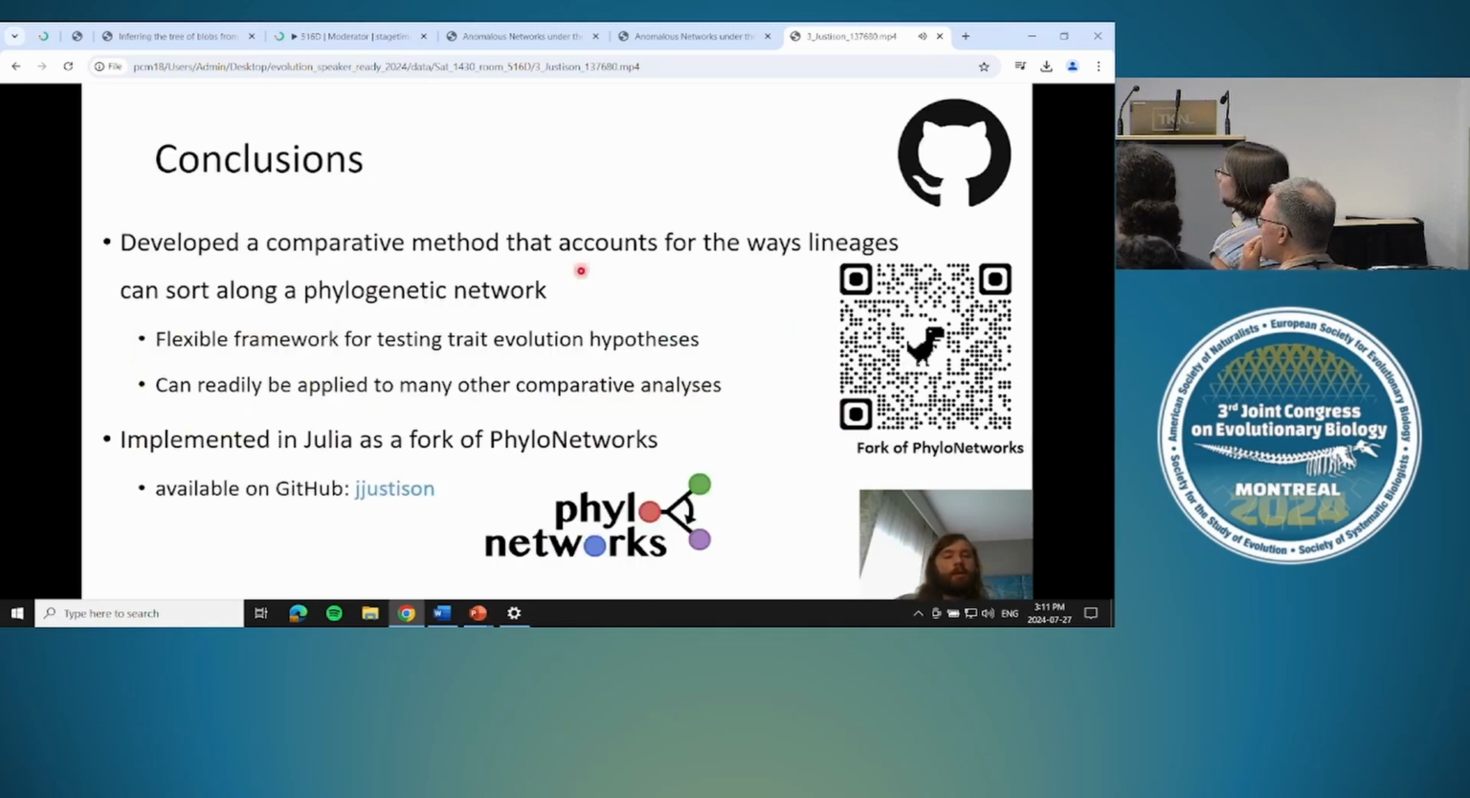And so in conclusion, we have this comparative method that can account for the various ways that lineages can sort along a phylogenetic network. And this is a relatively flexible framework that can be used to test a variety of evolutionary hypotheses. And it's currently implemented in Julia as a fork of PhyloNetworks. And it is available if you scan this QR code, or you can see it on my GitHub, JJustison.